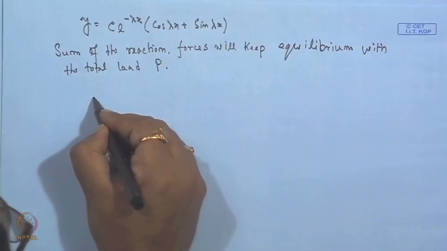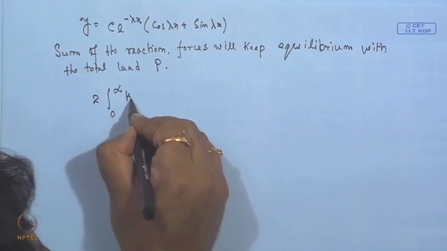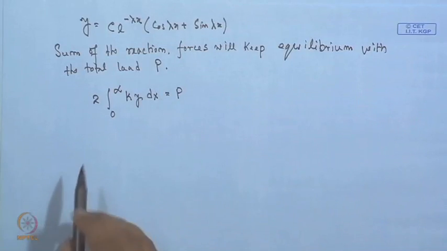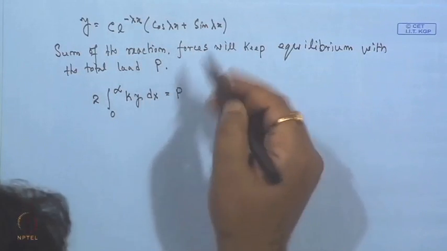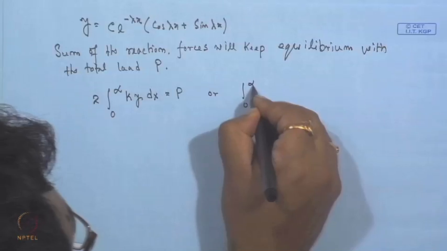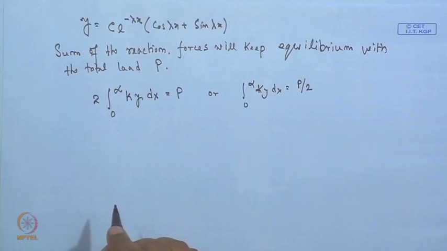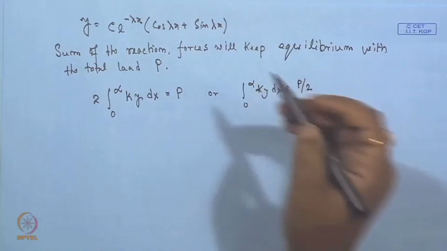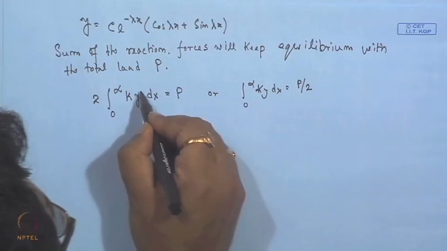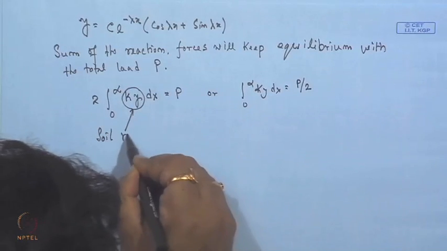So, in that condition this will be twice the integral from 0 to infinity of k into y into dx, that will be equal to P. Twice means we are analyzing only one half. So, we can write the integral from 0 to infinity of k y dx is equal to half of the total external load, because we analyze only the half portion. And the soil reaction is k into y, that k into y term is the soil reaction.